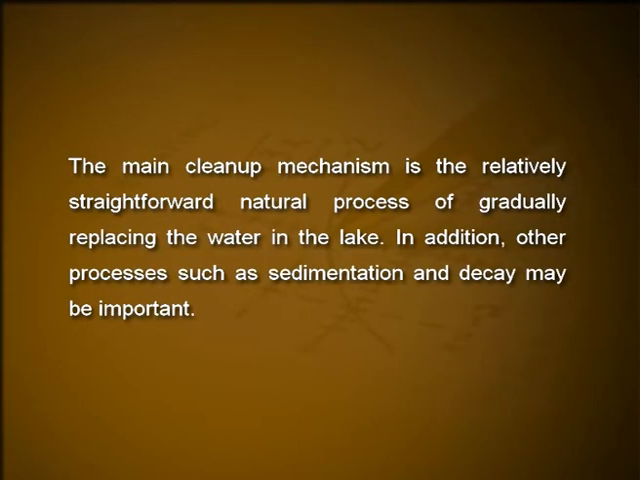In one sense, phosphorus is not a pollutant since it occurs naturally. However, excessive amounts can trigger algal blooms and it is then considered a pollutant. Still other pollutants like oil spills may be only slightly involved in the food chain. Extensive pollution can cause irreversible damage and even kill a lake. The main cleanup mechanism is the relatively straightforward natural process of gradually replacing the water in the lake. In addition, other processes such as sedimentation and decay may be important.